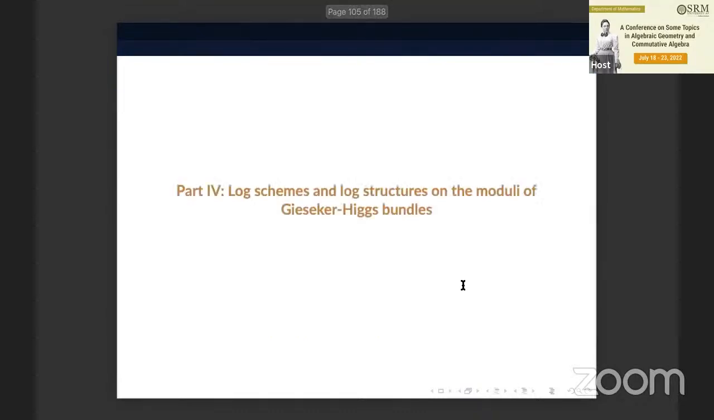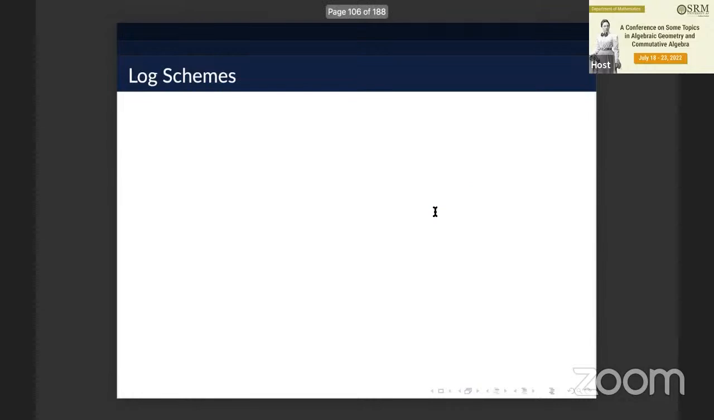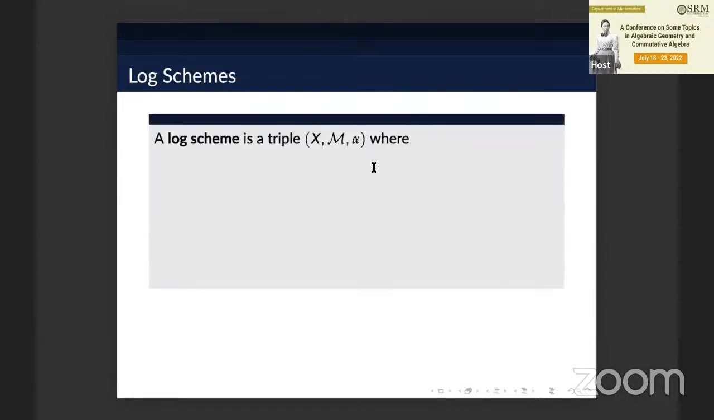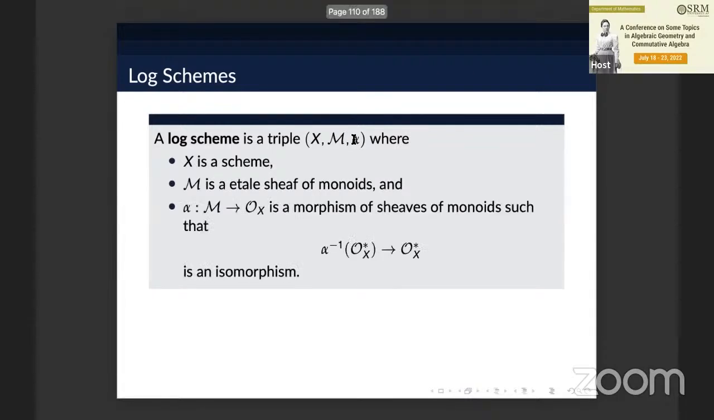Okay, so next I will define natural log structures on this degeneration. A log structure on a scheme encodes exactly the data of a normal crossing divisor. It is a triple: a scheme X, an etale sheaf of monoids M, and alpha a morphism of sheaves of monoids, such that the induced morphism from alpha inverse of O_X star to O_X star is an isomorphism, which means that the sheaf of units should be a subsheaf of this etale sheaf of monoids.